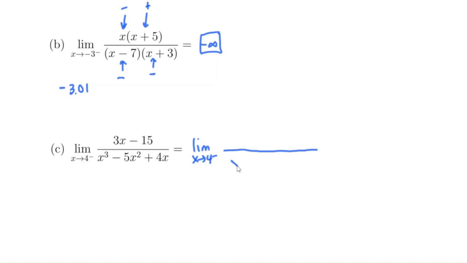Well, notice all 3 terms have at least an x in it. So let's first of all factor out the x. We get x times x squared minus 5x plus 4. Right? Basically just pulled an x out of each of these 3 terms. The numerator, actually, you can factor out a 3. We can write this as 3 times x minus 5.